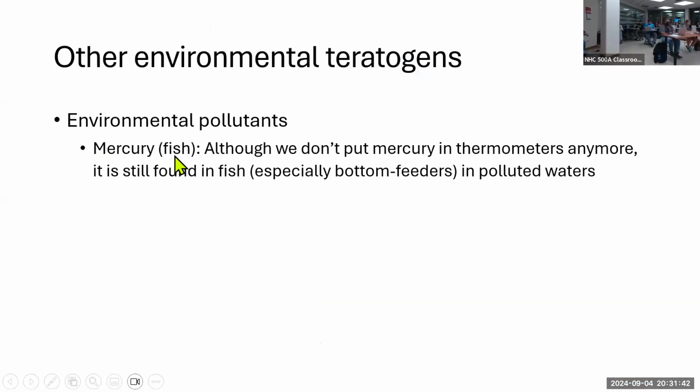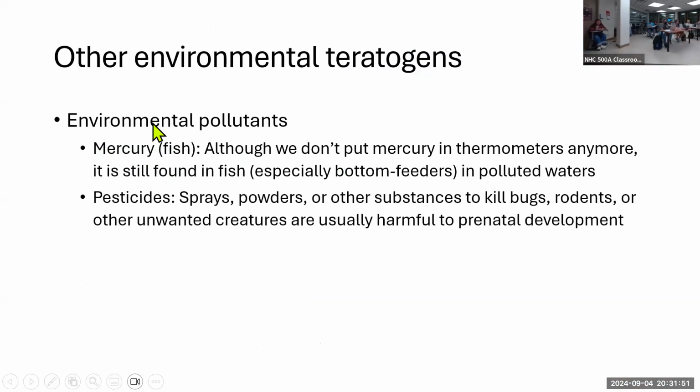Mercury can come through. We don't put mercury in thermometers and things like that anymore, but it can come through fish, especially bottom feeders like carp. Pesticides, oh my gosh. They spray around the dorms we're staying in, right? They spray around the Hogan housing. I don't want to be anywhere near that spray personally, and I'm not about to have any children in this lifetime anymore. I still don't want to breathe that in.